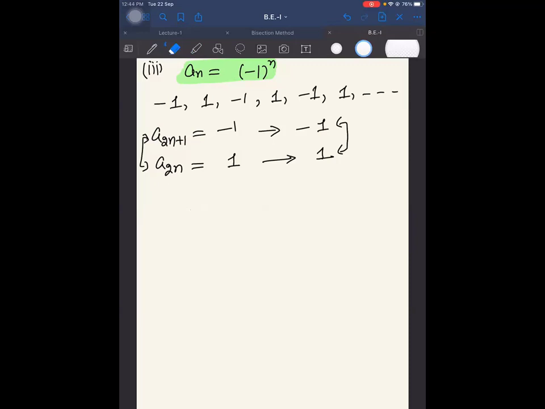Is it fine? So you got the idea of subsequences? Yes, sir. So why are they so interesting? That's what we have seen.